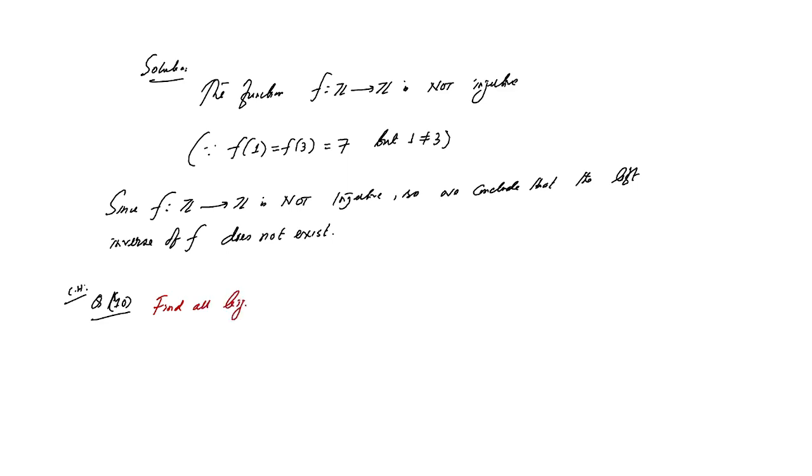Find all bijective mappings from the set A onto itself, where the set A is 1, 2, 3. This question was asked in 1998, and it is a 3 marks question.